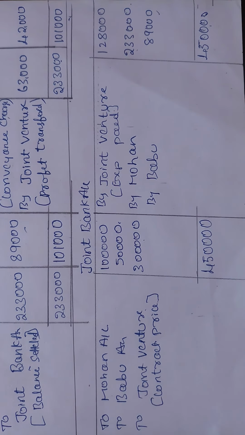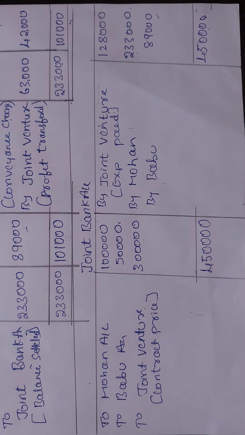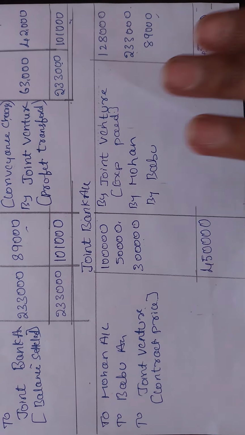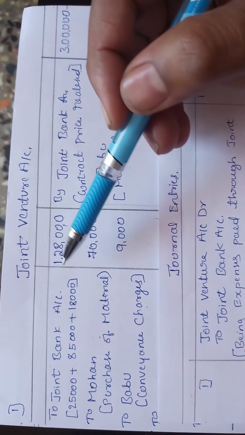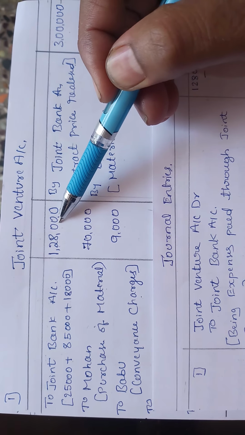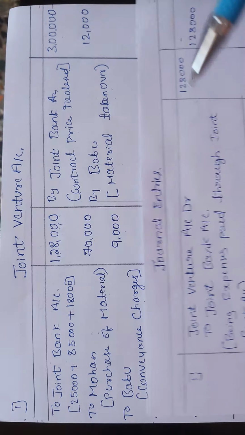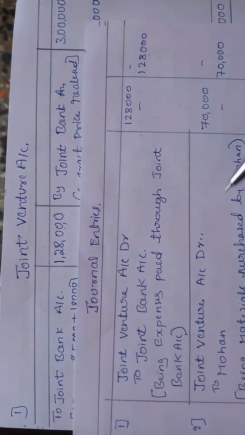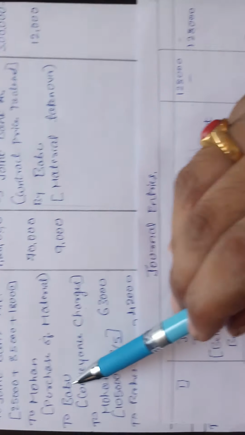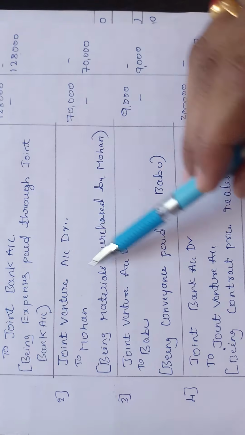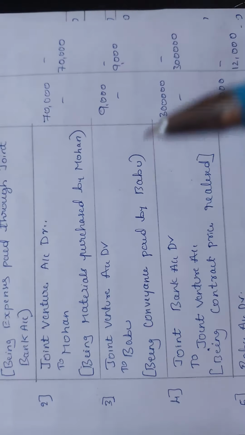After preparing the ledger account, now we have to pass the journal entries. So by seeing the ledger account, concentrate. Joint venture account debit to joint bank 1,28,000. Joint venture account debit to Mohan. Joint venture account debit to Babu.